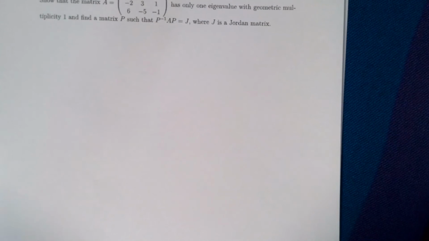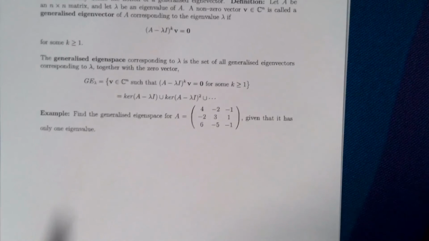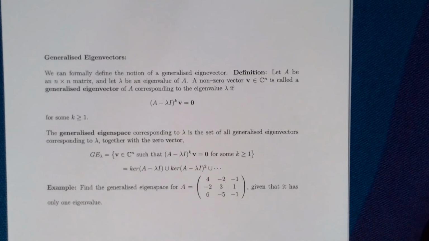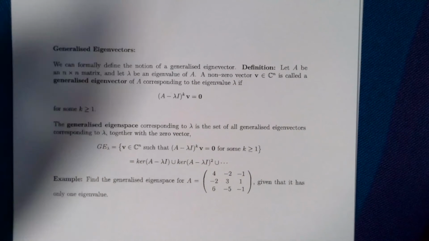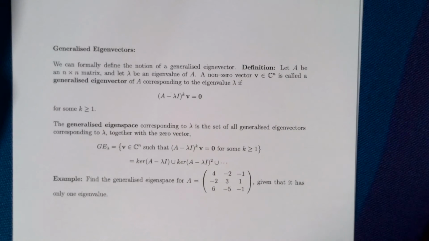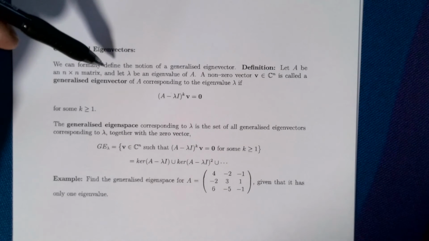So that's a couple of examples of that, and I wanted now just to say a bit more formally about these generalized eigenvectors. To formally define these, I've just talked about them loosely so far. So we can formally define the notion of a generalized eigenvector.